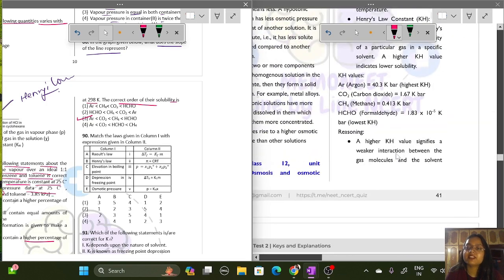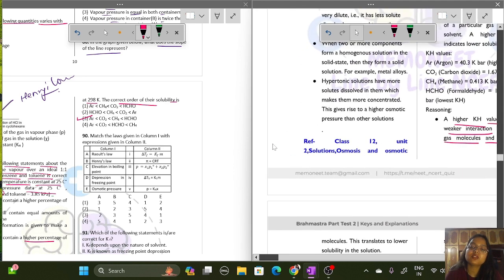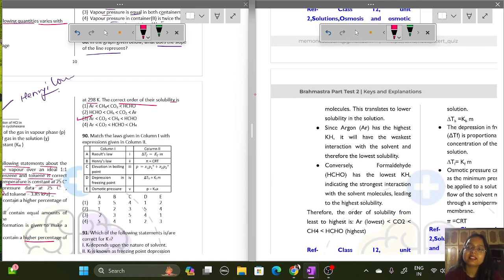Okay, let's read the reason. A higher KH value signifies a weaker interaction between the gas molecules and the solvent molecules, which means lower solubility in the solution. Since argon has the highest KH, it will have the weakest interaction with the solvent and therefore the lowest solubility. Formaldehyde has the lowest KH, indicating the strongest interaction with the solvent molecules, which leads to the highest solubility.